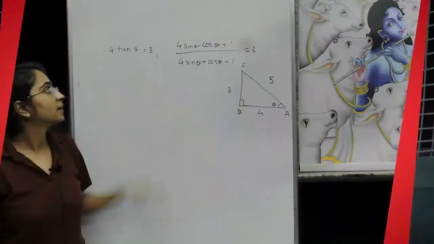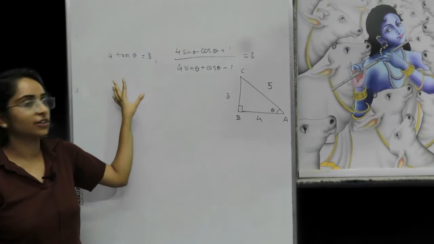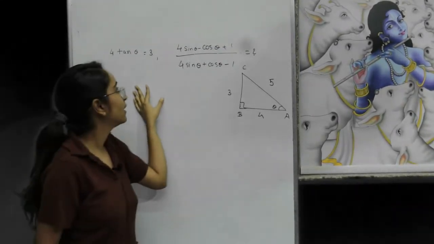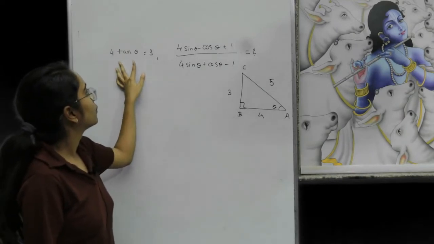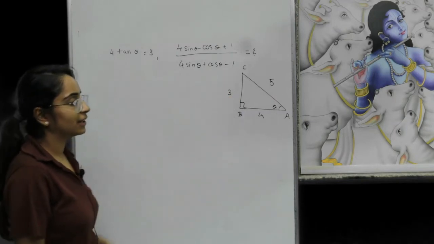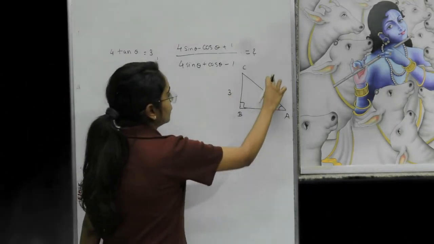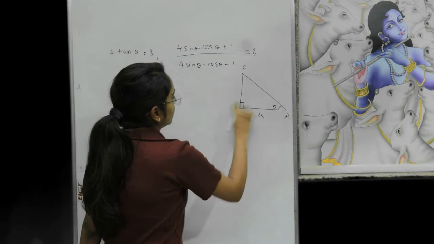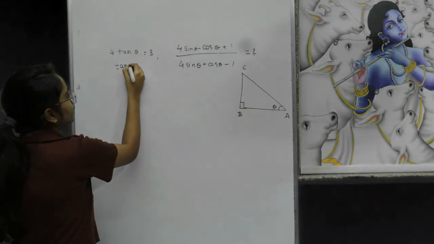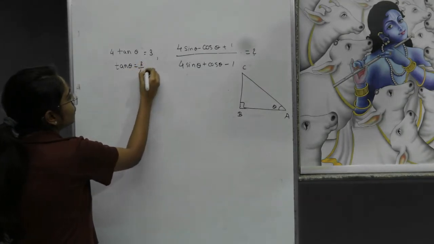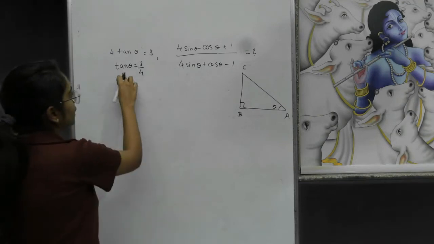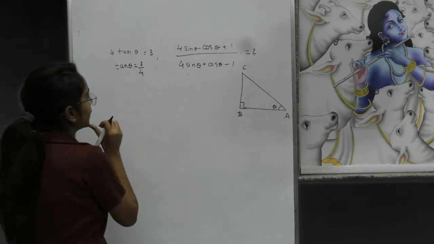Thank you. Hi. So here we have to solve this particular question. This is a very important question, so just focus. We have been given 4 tan theta is equivalent to 3, and we need to solve this particular equation. So first of all we will consider the given equation, which gives tan theta is equivalent to 3 by 4, and we will use this to solve the problem.